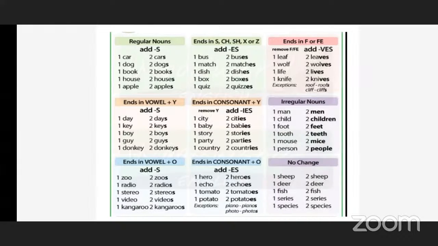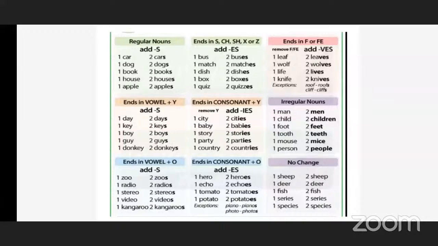Next box: words ending in a consonant plus O. Hero, heroes. Echo, echoes. Tomato, tomatoes. So at the last, you'll be adding ES. Again, there is an exception, as I taught you already: piano, pianos; photo, photos. Only S is added. And H-A-L-O, halo, halos.